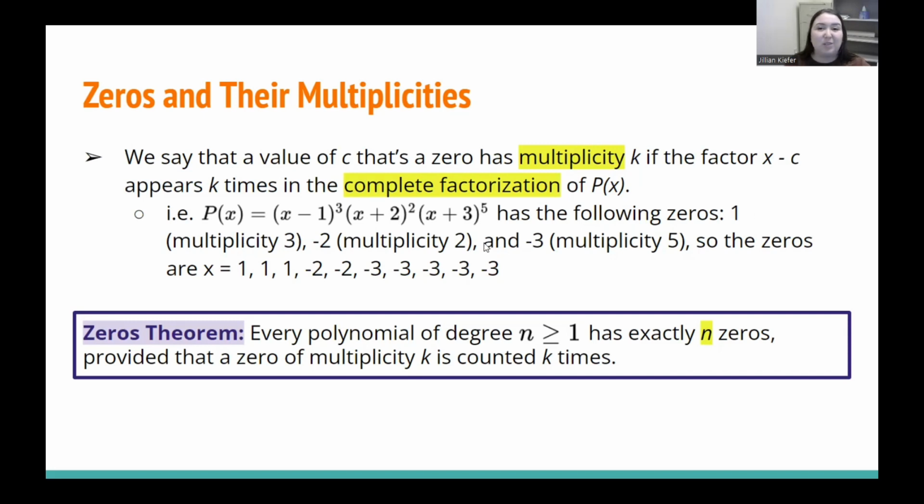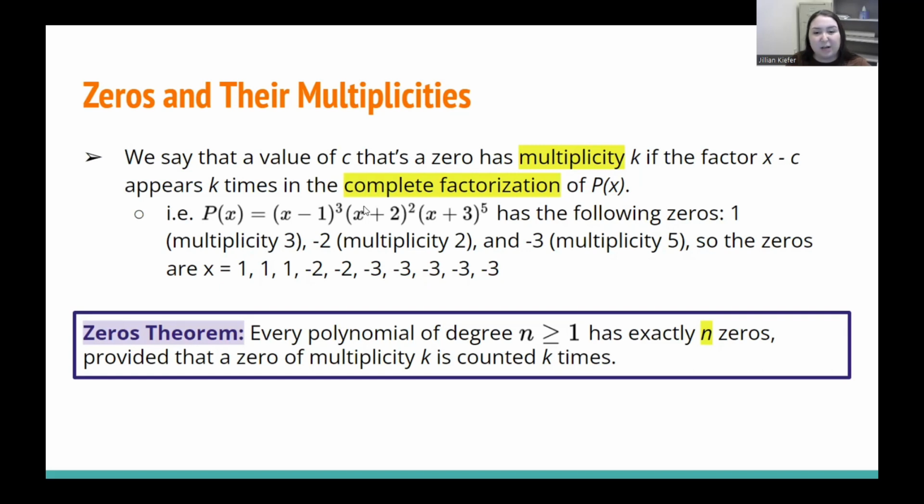So that's where multiplicity comes in. We saw that x minus 1 had the exponent 3. So this factor here has multiplicity 3. The value, or the 0 of 1, would show up 3 times. We would write it 3 times. So that's why we have 1, 1, 1 listed here for the zeros.